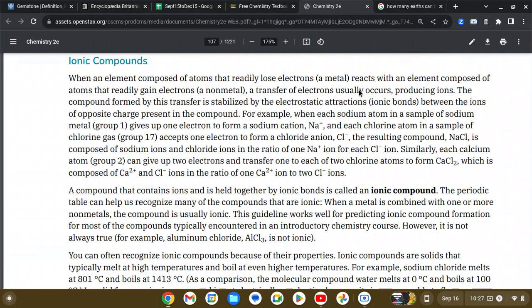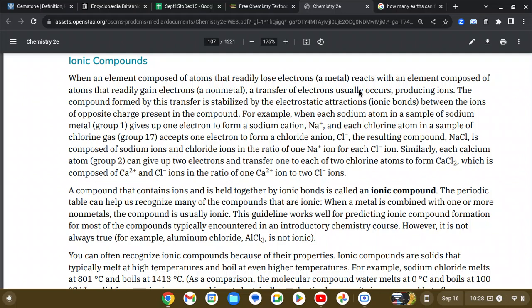Ionic compounds: when an element composed of atoms that readily lose electrons, a metal, reacts with an element composed of atoms that readily gain electrons, a nonmetal, a transfer of electrons usually occurs, producing ions. The compound formed by this transfer is stabilized by the electrostatic attractions, ionic bonds, between the ions of opposite charge present in the compound.